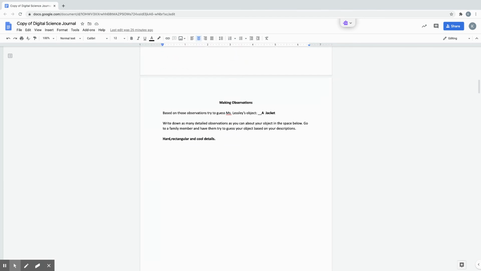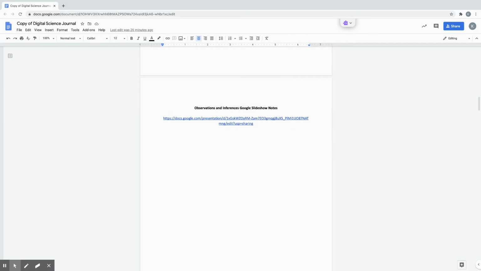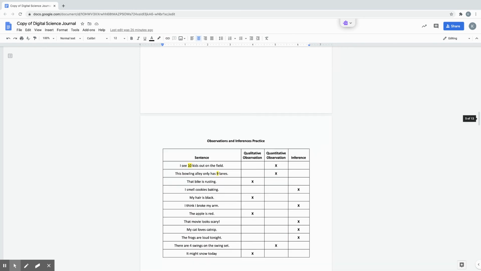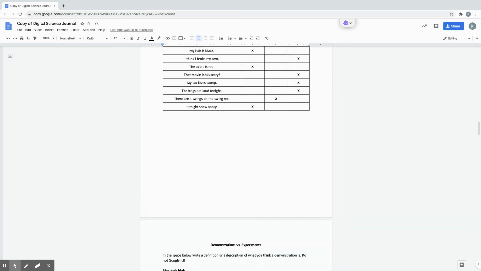Then you have making observations where you guessed my object and you wrote down the observations for your object. Then we have a link to your observations and inferences slideshow. So if I click on it, it should take me directly to that slideshow. Then we have your observations and inferences practice table where it's all filled out.